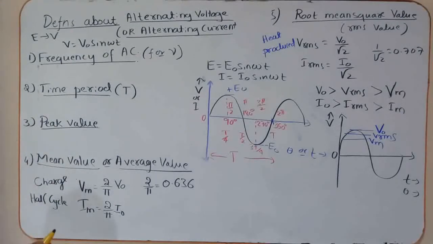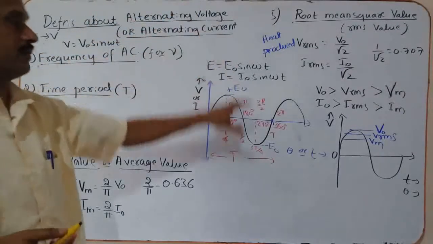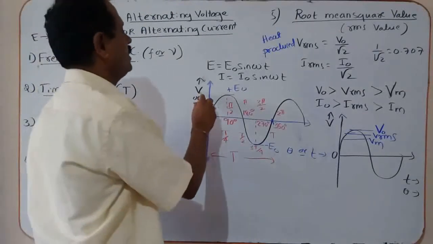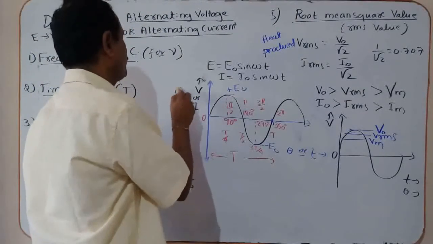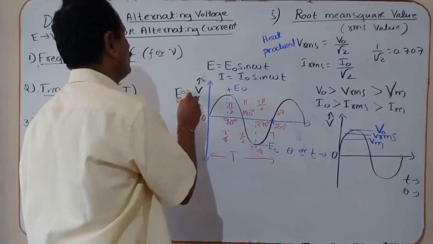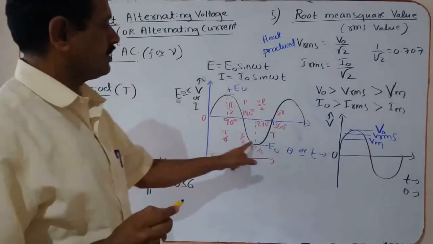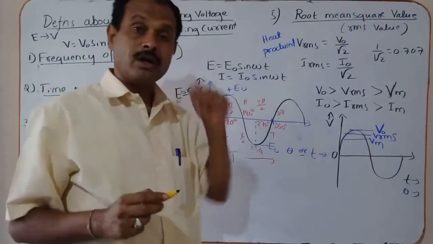Now what are the definitions, a few definitions about this one. Already you know this one, whatever the EMF or current. Okay, now this is E or V, which varies sinusoidally or simple harmonically.